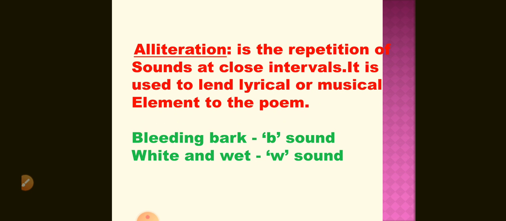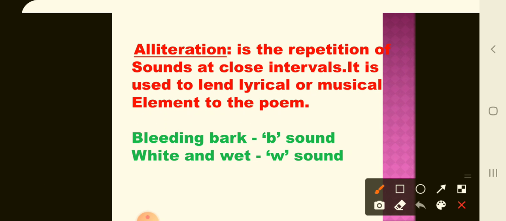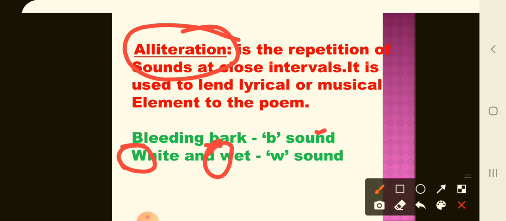Now the next is alliteration. Again you are all familiar with it. It is the repetition of a consonant sound or letter at close intervals. It is used to lend a lyrical or musical element to the poem. You can identify this very easily. "Bleeding bark": this B sound is repeated, so that is why we call it alliteration. "White and wet": here the W sound is repeated. So this is alliteration.